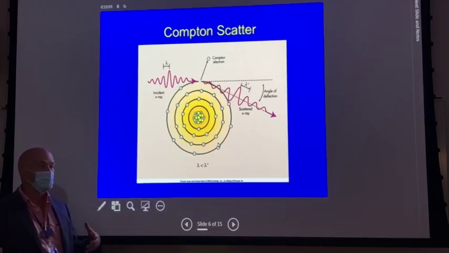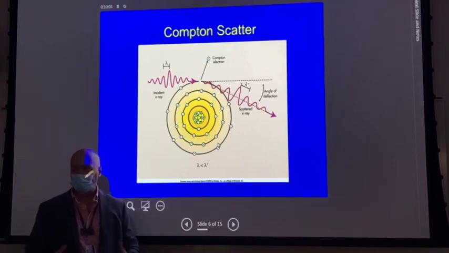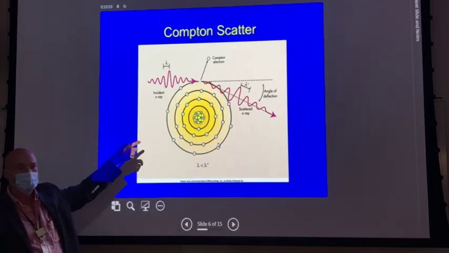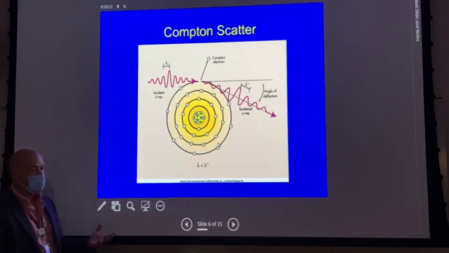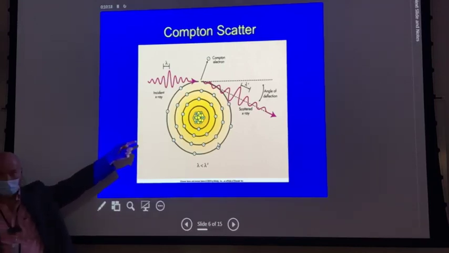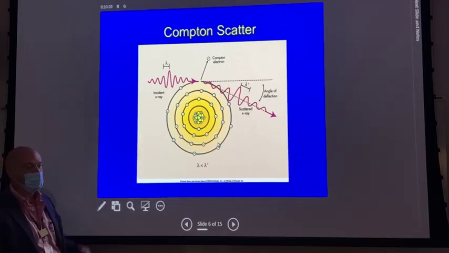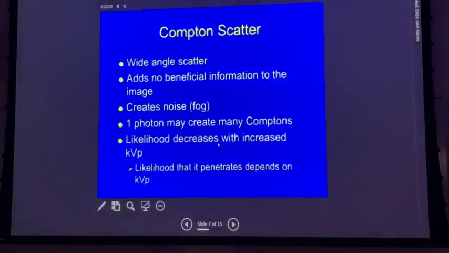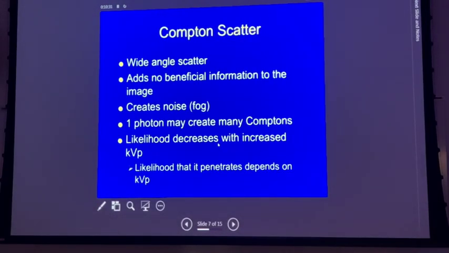But if you get a patient who's got a lot of soft tissue, you're shooting through a lot of water, a lot of this stuff's going on, right? So you're creating a lot of Compton scatter inside of the patient, loosely bound electrons just bouncing all over the place. You're creating a lot of Comptons inside of the patient that will exit the patient and do what to your image? Create fog. It's a lot of fog, right? So one photon may create a lot of Comptons.